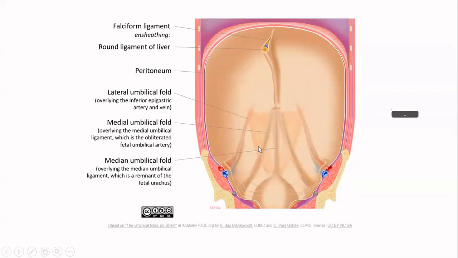Then the lateral fold, you get these vessels. These carry the inferior epigastric artery and vein. So that is the most important landmark for us.